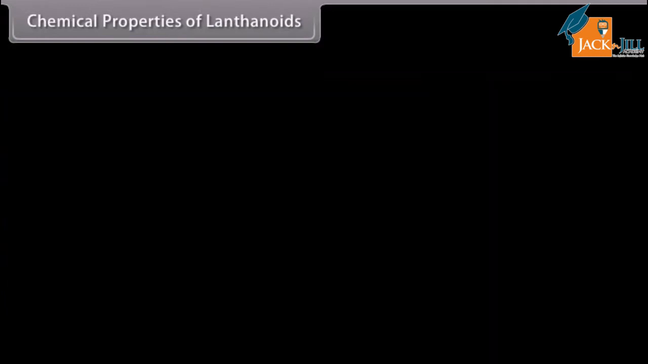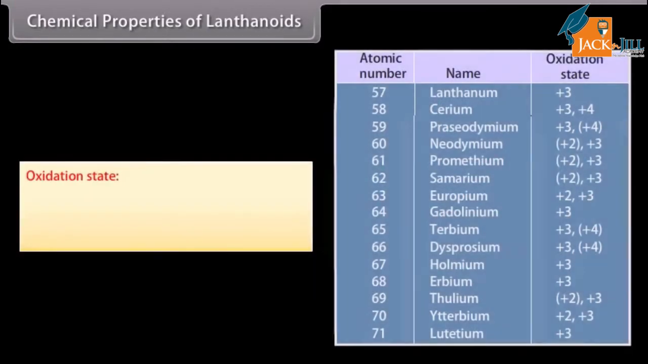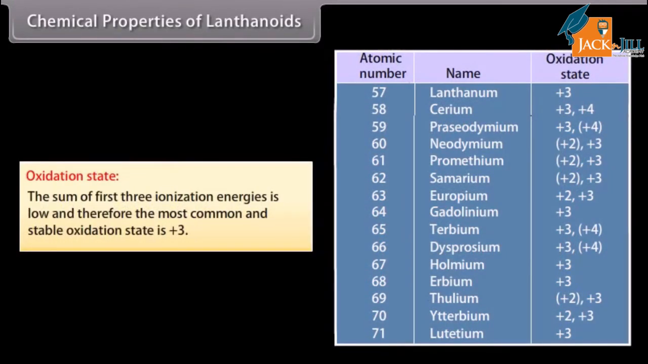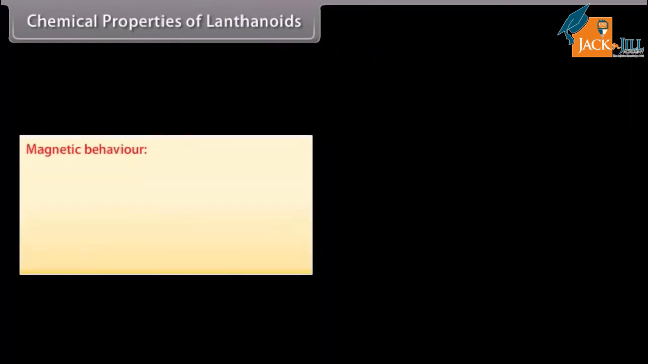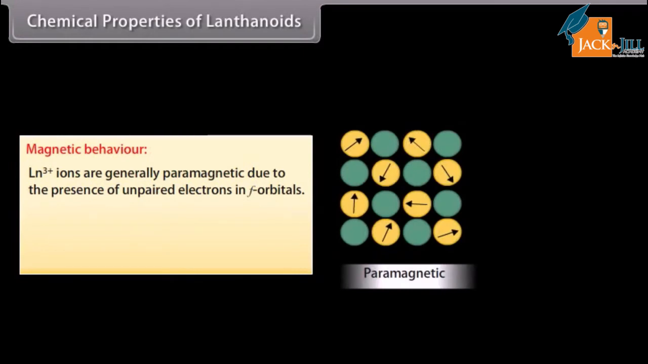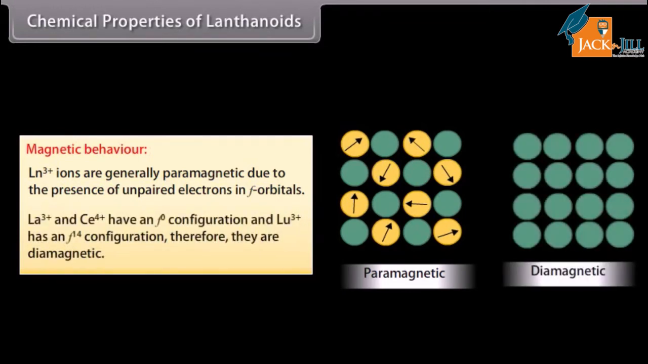Chemical properties of lanthanoids. Oxidation state. The sum of the first three ionization energies is low, and therefore the most common and stable oxidation state is +3. Magnetic behavior. Ln3+ ions are generally paramagnetic due to the presence of unpaired electrons in f orbitals. La3+ and Ce4+ have an f0 configuration and Lu3+ has an f14 configuration, therefore they are diamagnetic.